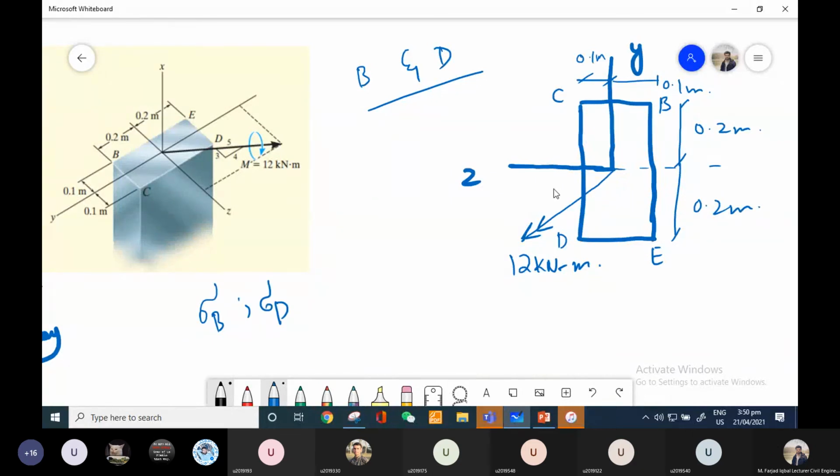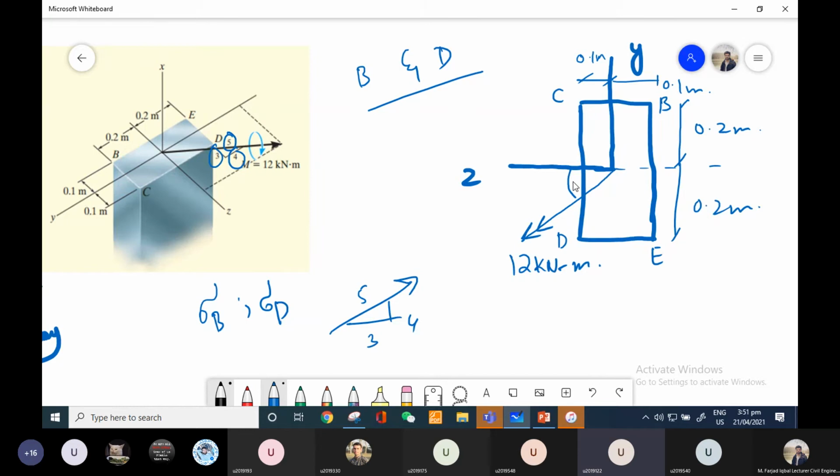So the first step will remain the same: I need to transform this bending moment, which is acting at an arbitrary axis, onto my principal axes, which are the Z and Y axes. So for that, I need to know this angle. Can anyone tell me what will be this angle? We have been provided with this triangular shape. If I represent it over here, it is something like horizontal is 3 and vertical is 4. So what will be this angle?